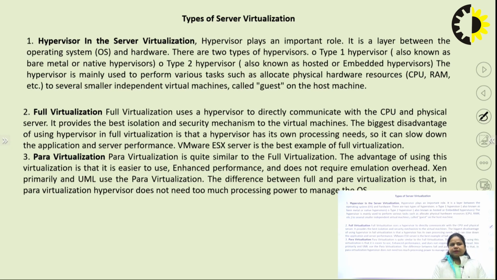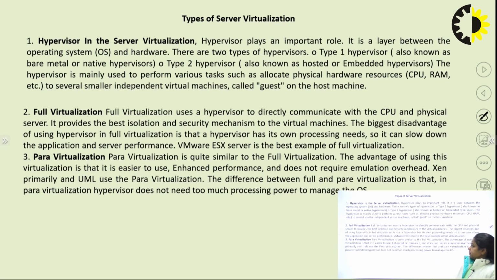Basically, the main purpose of using the hypervisor is to perform various tasks such as allocating the physical hardware resources, like CPU, RAM, ROM, etc., to small independent virtual machines, on which we have different guests on the host machine.